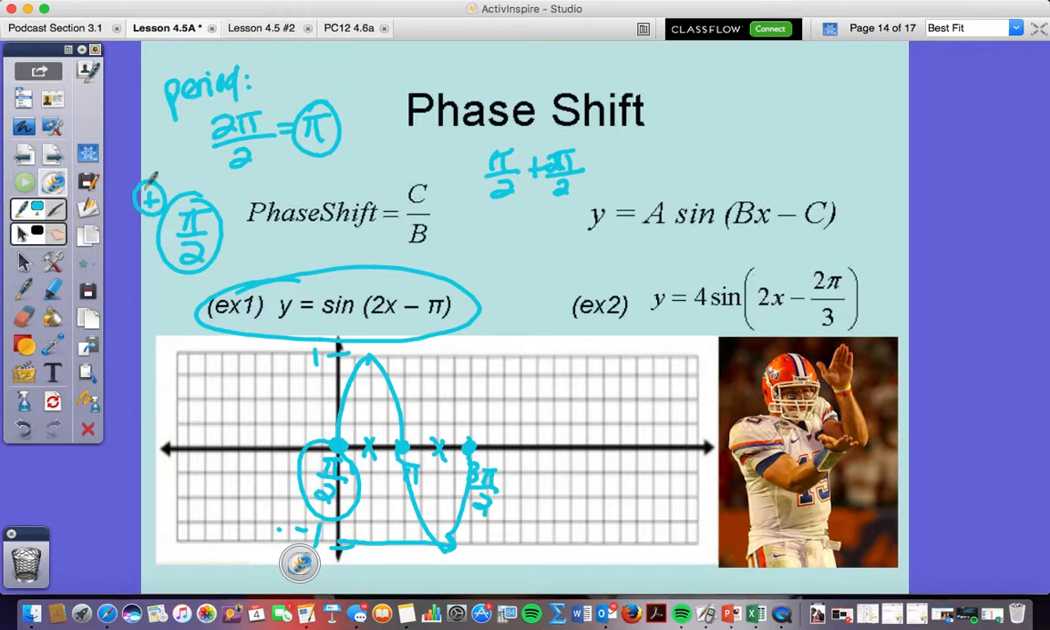Question, someone help me out. Jack, did you get the quarter points here? What'd you get? Pi over 4, and then 6 pi over 4. I think this would be 3 pi over 4, 4 pi over 4, 5 pi over 4 here, right? And then 3 pi over 2.